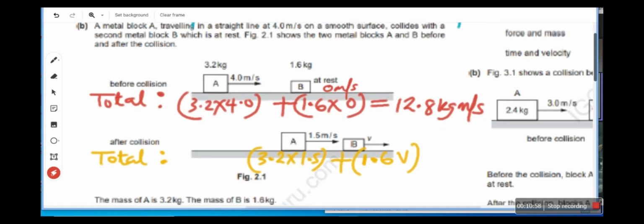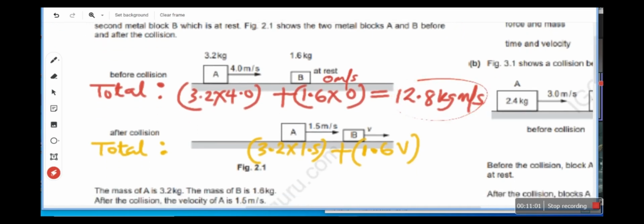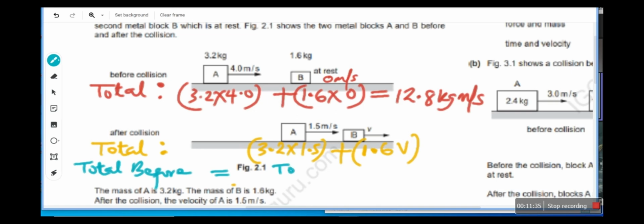Good. So we have total momentum before collision 12.8 kilogram meter per second. Total momentum after collision is 3.2 times 1.5 plus 1.6 V. All right, so we have this. Let's equate both. Total before equals total after. You can use that to find what you're looking for.